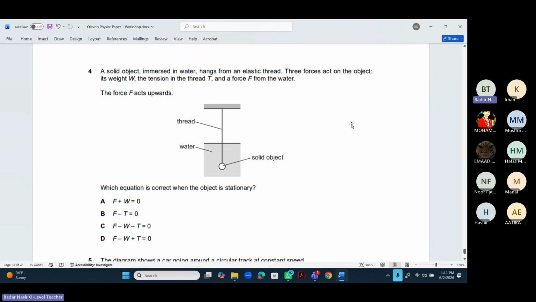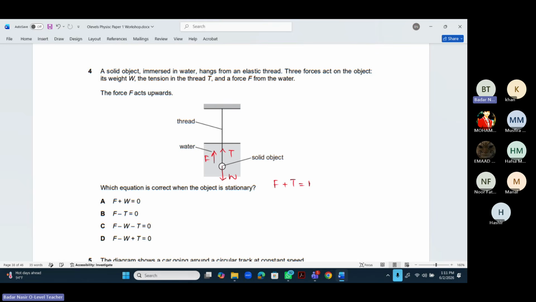A solid object immersed in water hangs from an elastic thread. Three forces act on the object: its weight W, tension in the thread T, and a force F. Weight is acting vertically downwards, and F is the upthrust force upwards, as is tension T. Which equation is correct when the object is stationary?